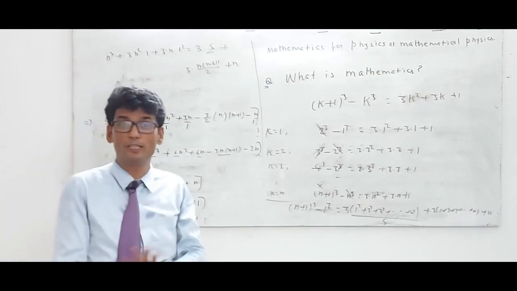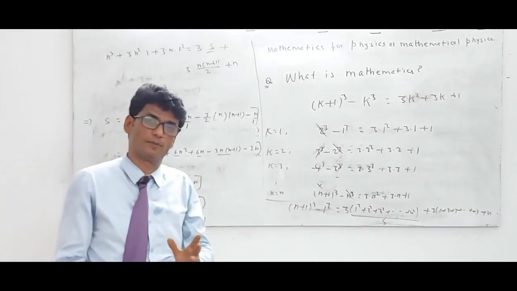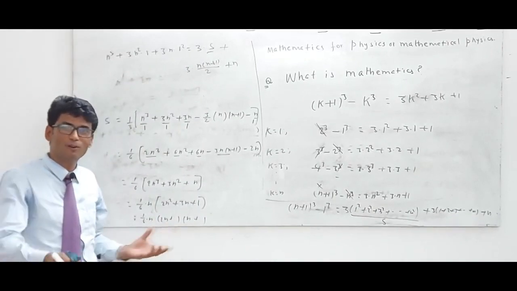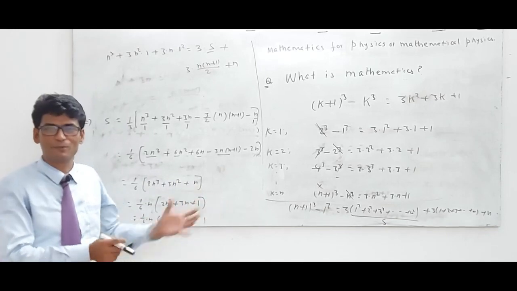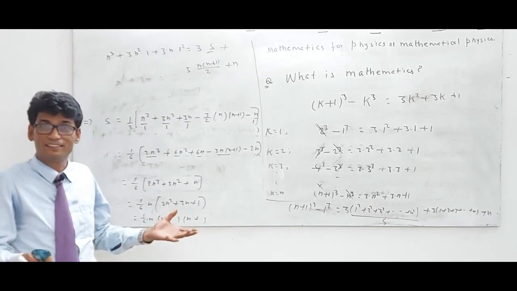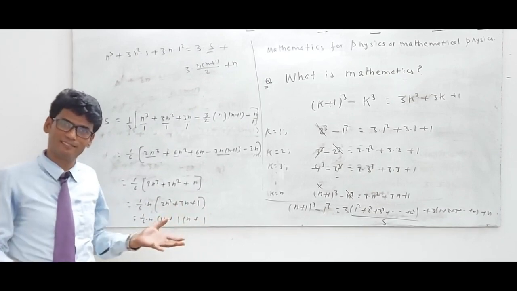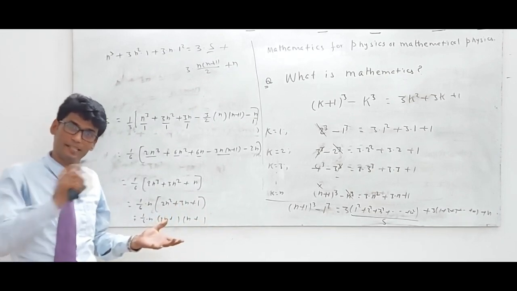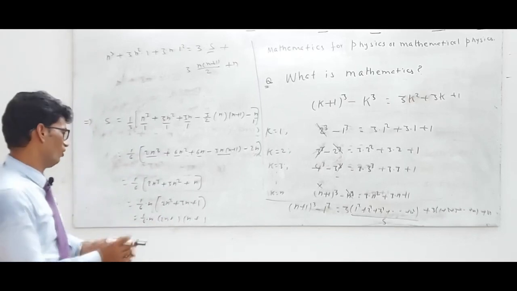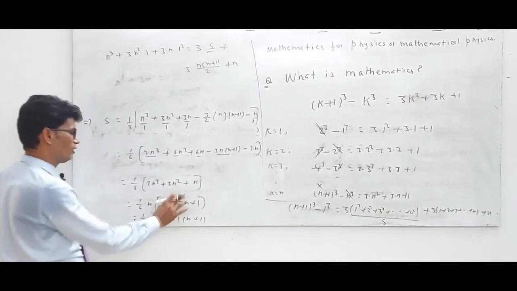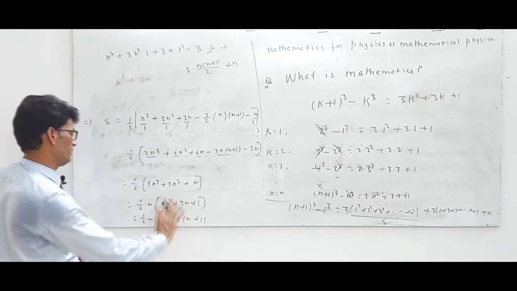So n into n plus 1 into 2n plus 1. I am not hiding my mistake here. Yes, I am showing it in front of you. That's honesty. Everywhere, anywhere, we have to show it. Now we have to put 1, 1 here. After multiplying, we get it quite easily. So this is the result and it has been proved.